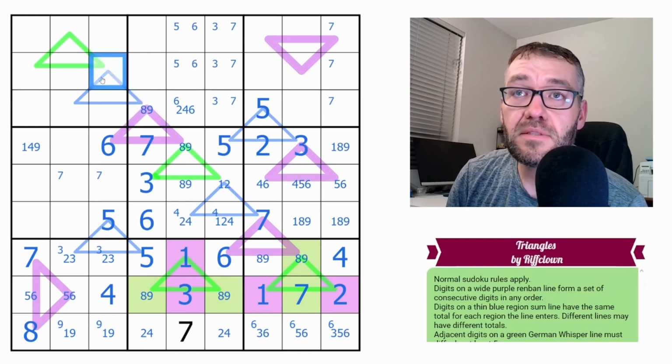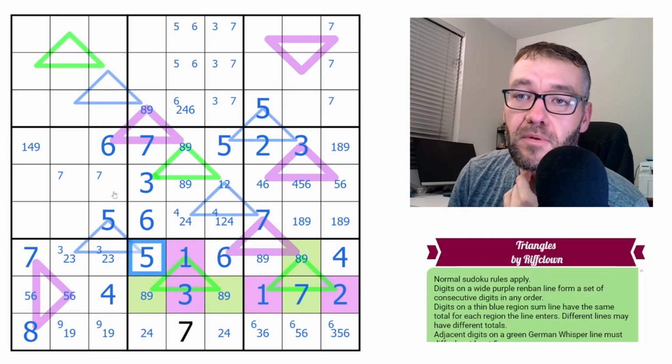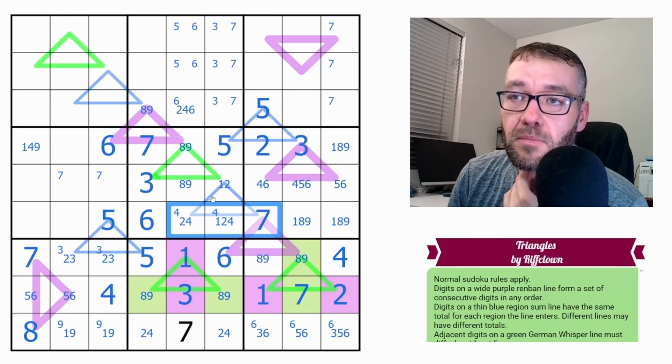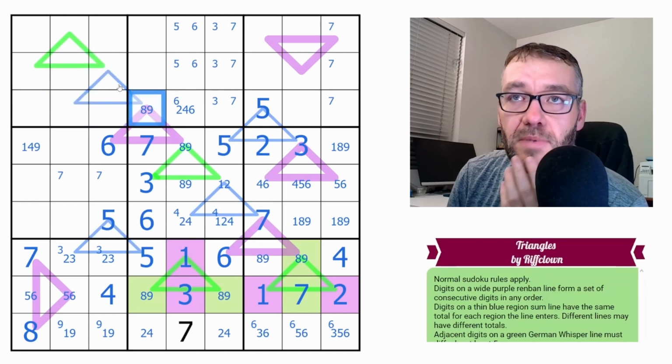Okay, this is an 8, 9. This isn't like this cell where the 2 peaks kind of match. This is like this Renban line down here. Oh, or not Renban, region sum line. It's these 3 digits that equal this one. I was about to say that these 2 are matching, but they're not.